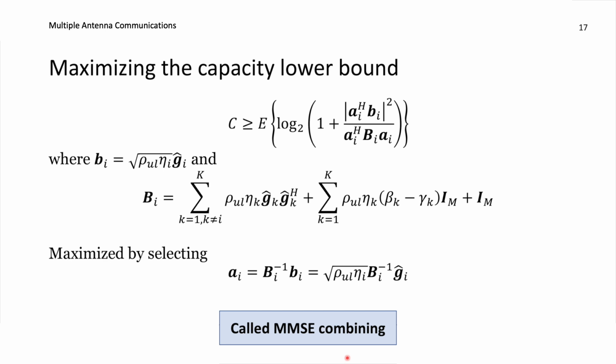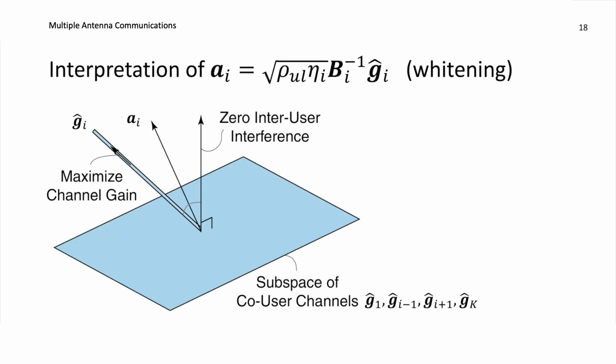I said earlier that we would like to select a_i so that its inner product with the received signal y is going to be very similar to the desired signal q_i. And this is called MMSE combining because this is actually minimizing the mean squared difference between the inner product and q_i. Geometrically, we can view this receiver filter like this.